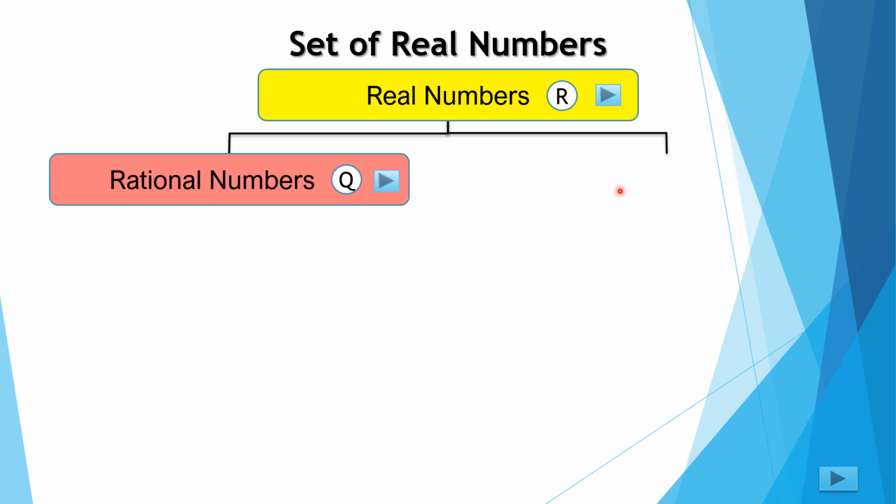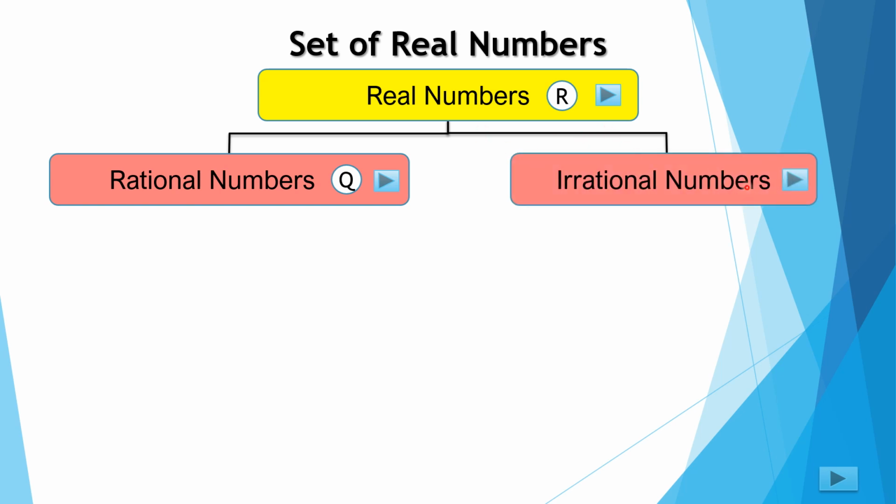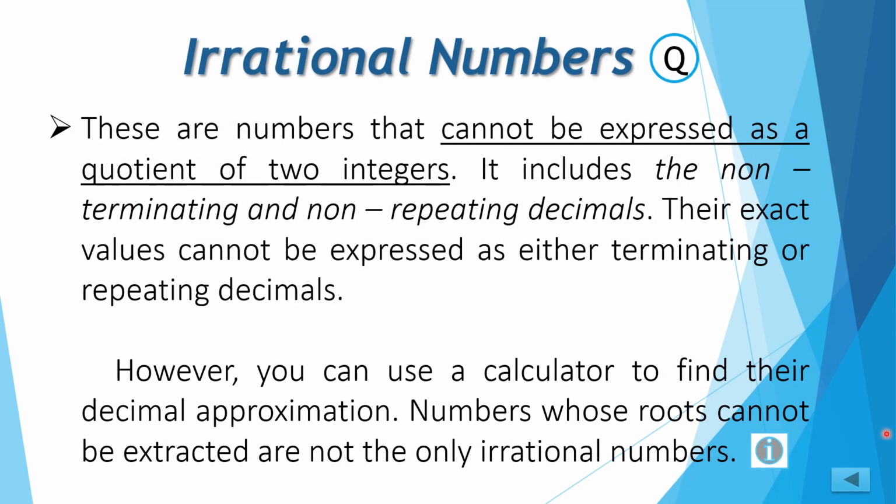Next, proceed tayo sa pangalawang type ng real number, which is the irrational numbers. So what is irrational numbers? Irrational numbers, these are numbers that cannot be expressed as a quotient of two integers. It includes the non-terminating and non-repeating decimals. Their exact values cannot be expressed as either terminating or repeating decimals. However, you can use a calculator to find their decimal approximation.